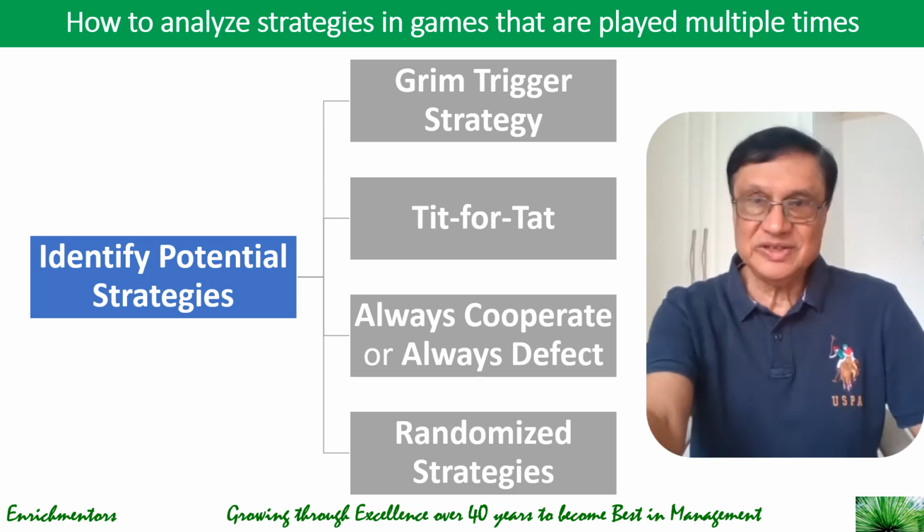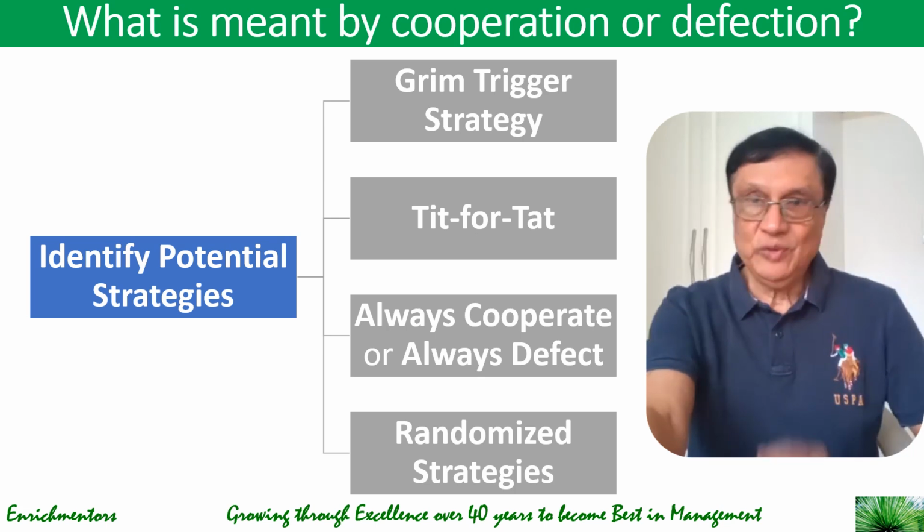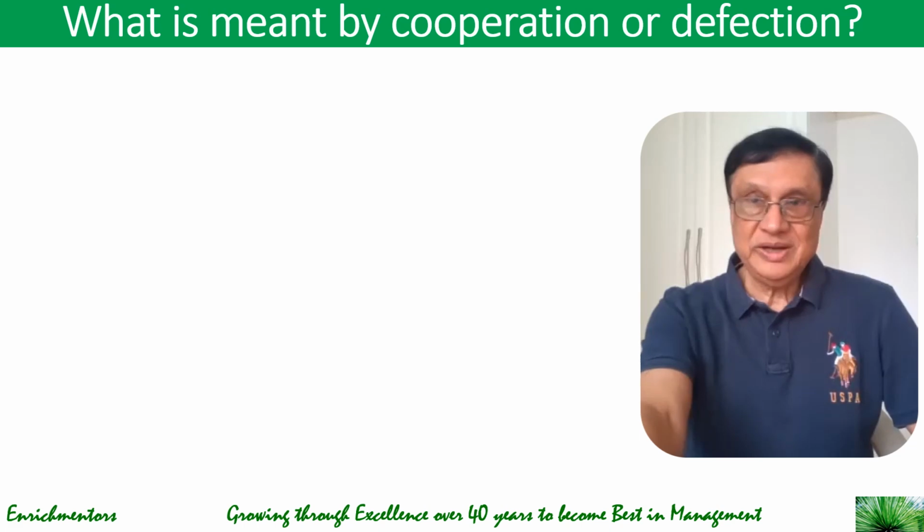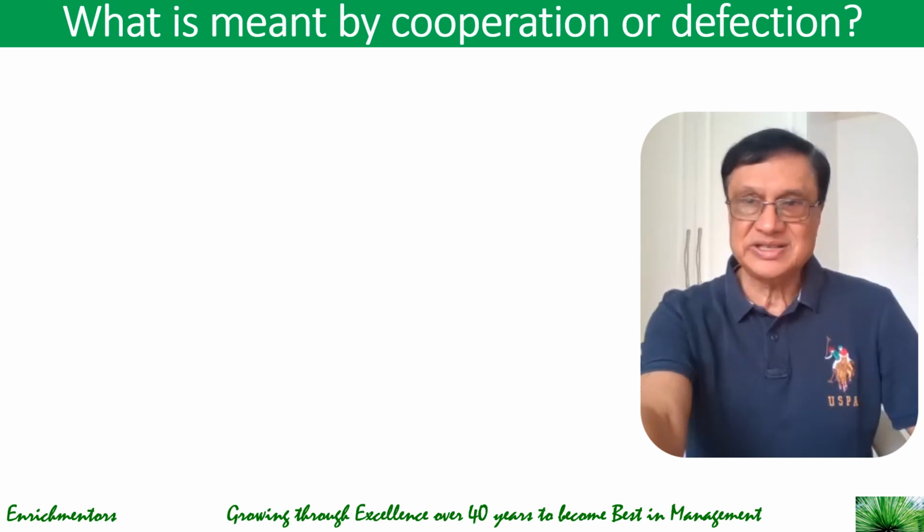Now let us look at each of these in a little more detail to illustrate what exactly happens in each of these repetitions using these strategies. Before we do that, let's understand what is meant by cooperation or defection. We have used these words and will continue to use them very frequently. So let's define that. In the context of repeated games, particularly analysis of strategies like grim trigger, tit for tat, always cooperate, always defect, and randomized strategies, the terms cooperation and defection typically refer to the actions players take in a stage game.